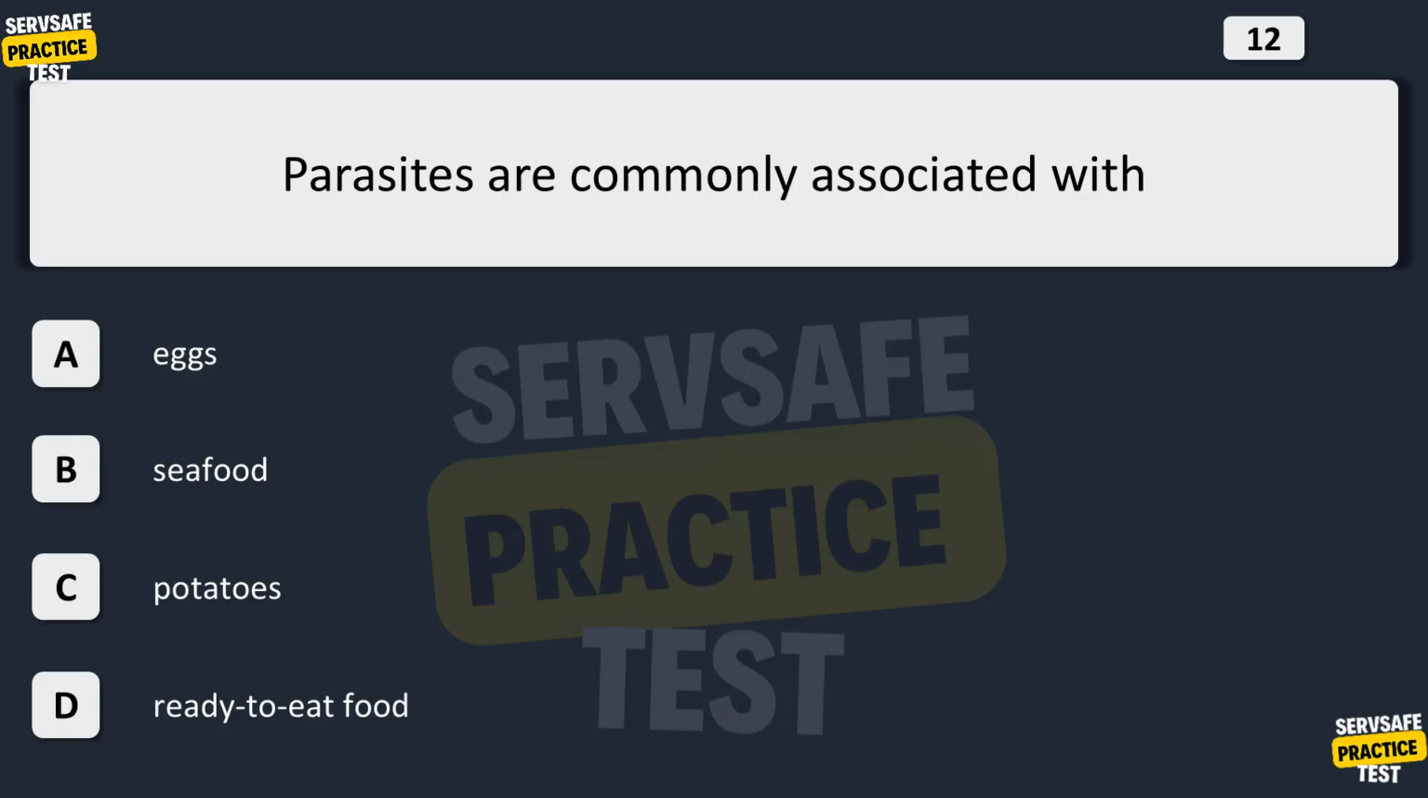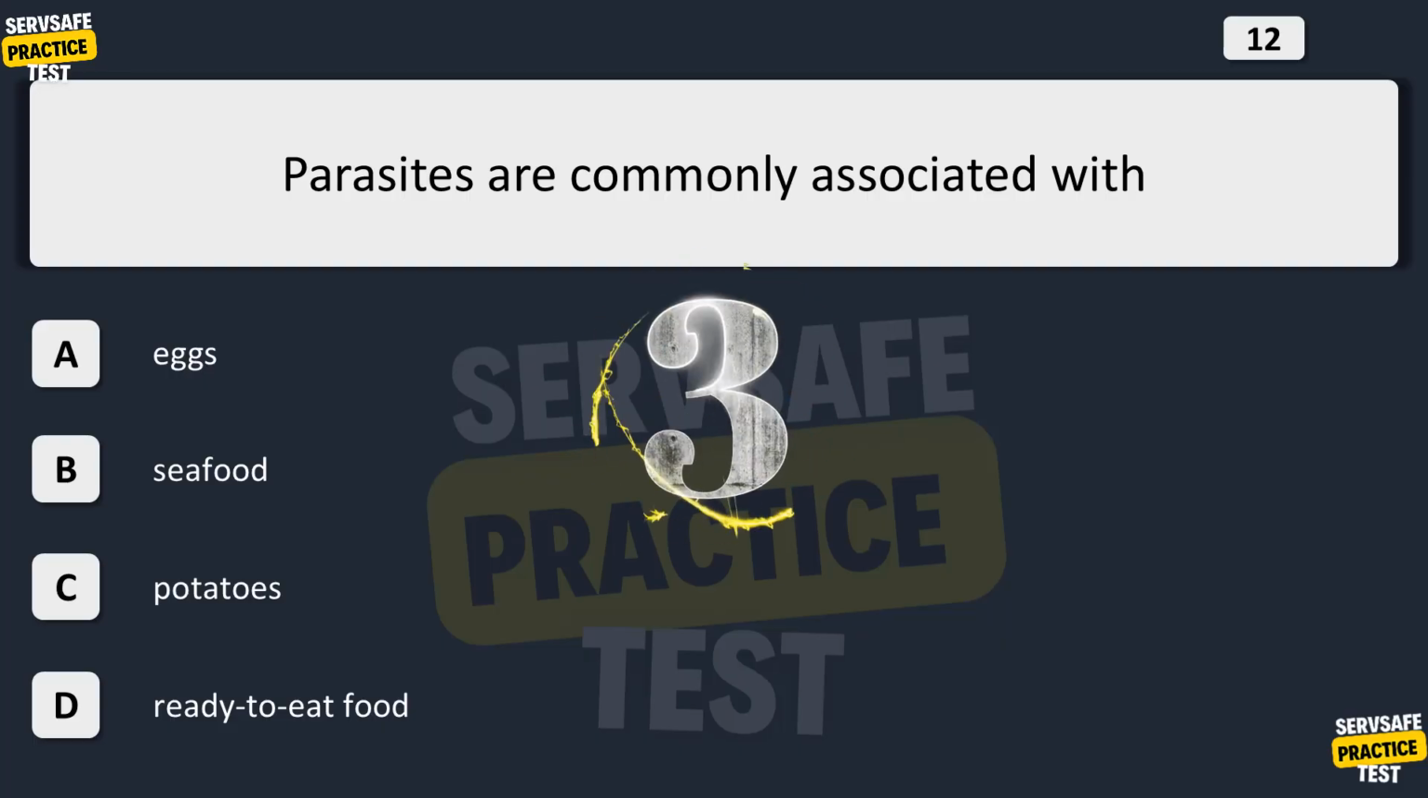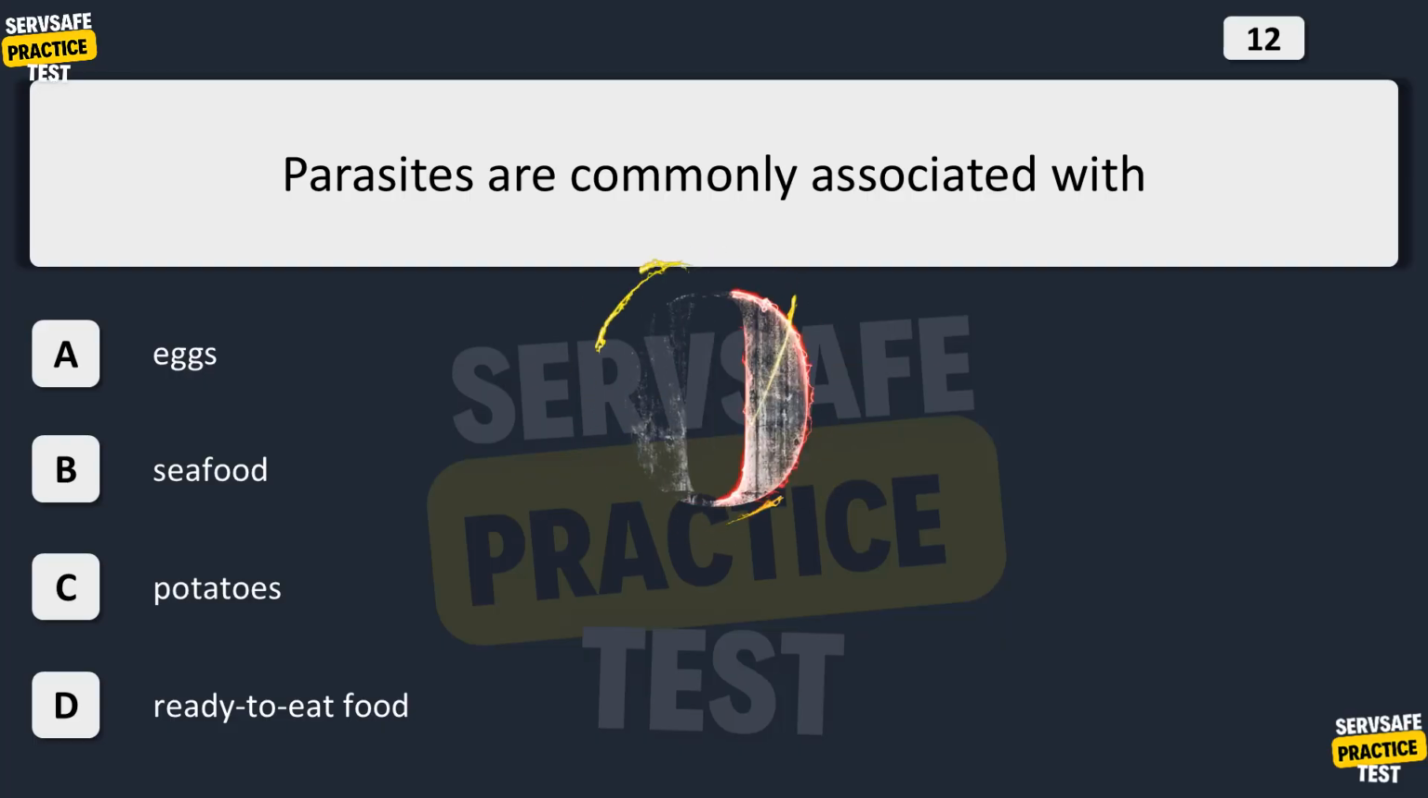Parasites are commonly associated with A. eggs, B. seafood, C. potatoes, D. ready-to-eat food. The correct answer is B. Seafood.